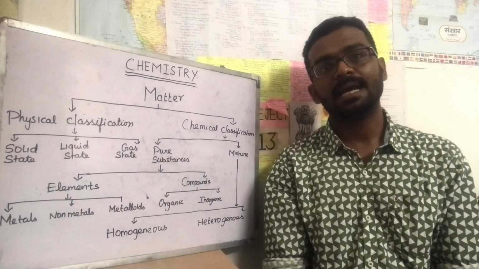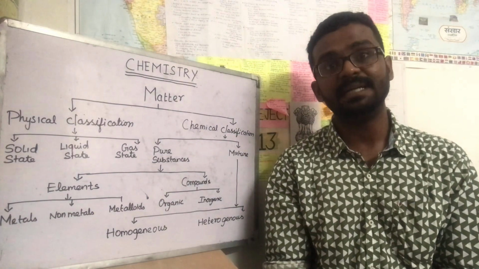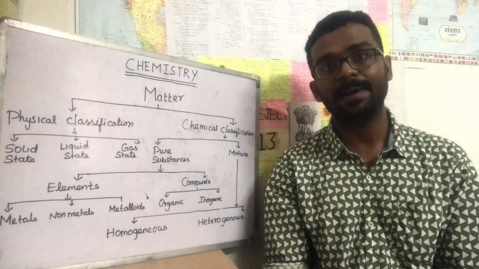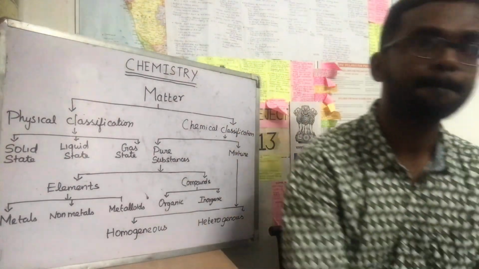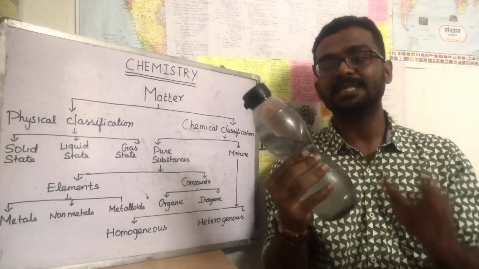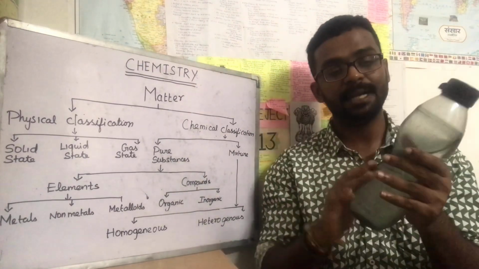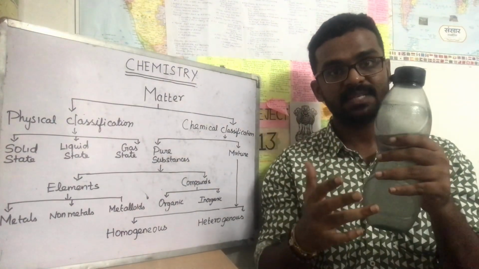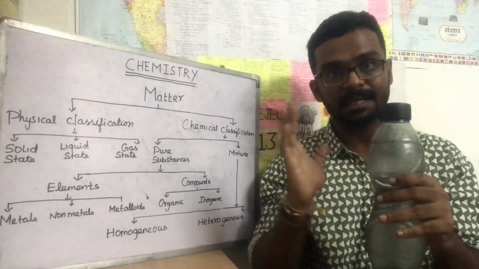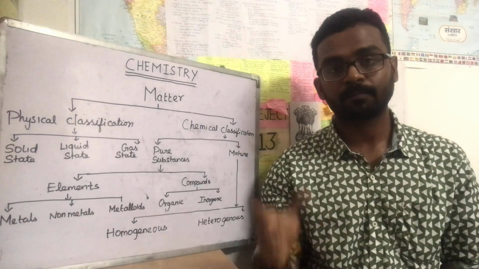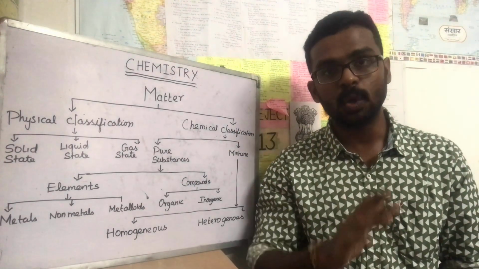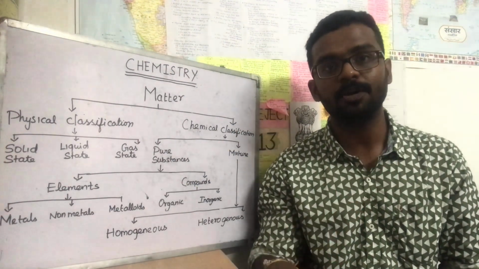The solid state has a definite shape, a definite volume, and cannot be compressed by applying any external pressure. For example, the water bottle is a solid state. It has a definite shape, definite volume, and cannot be compressed by any external pressure. Then the liquid state. The liquid state has no definite shape and has a definite volume.